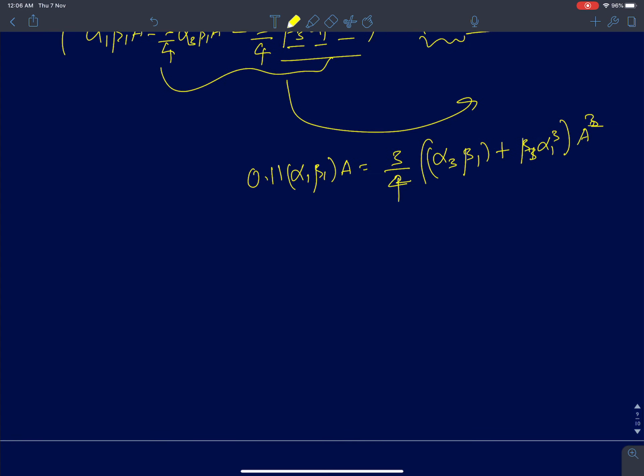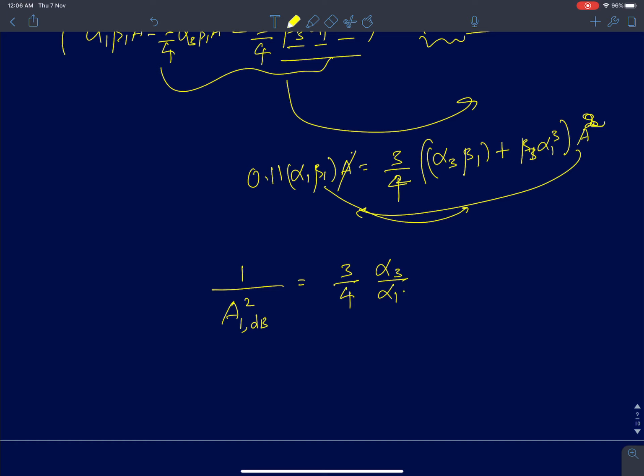Now I'll take A to this side, and then I'll take 0.11 alpha 1 beta 1 to the denominator. So A and A square would cancel out, and you'll be left with 1 by A 1 dB square will be equal to 3 by 4 into alpha 3 by alpha 1 into 1 by 0.11 plus beta 3 alpha 1 cube. So alpha 1 would cancel out, so I'll get beta 3 by beta 1 into alpha 1 square into 1 by 0.11 into 3 by 4.